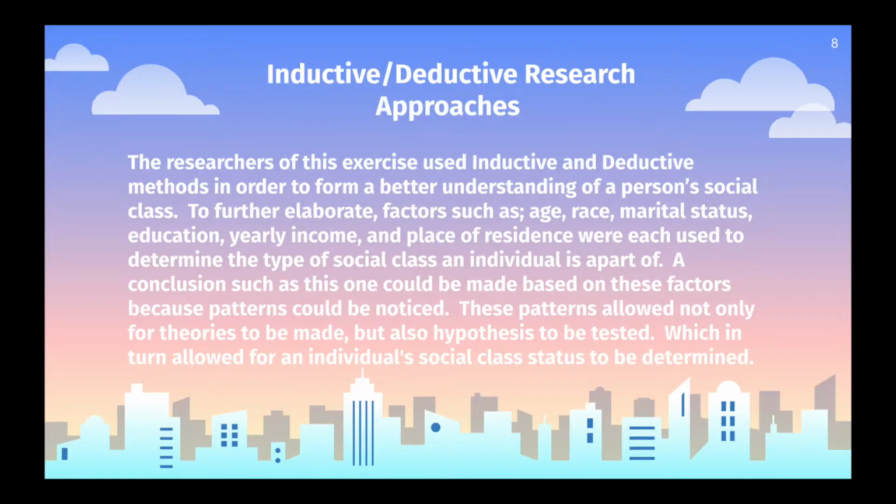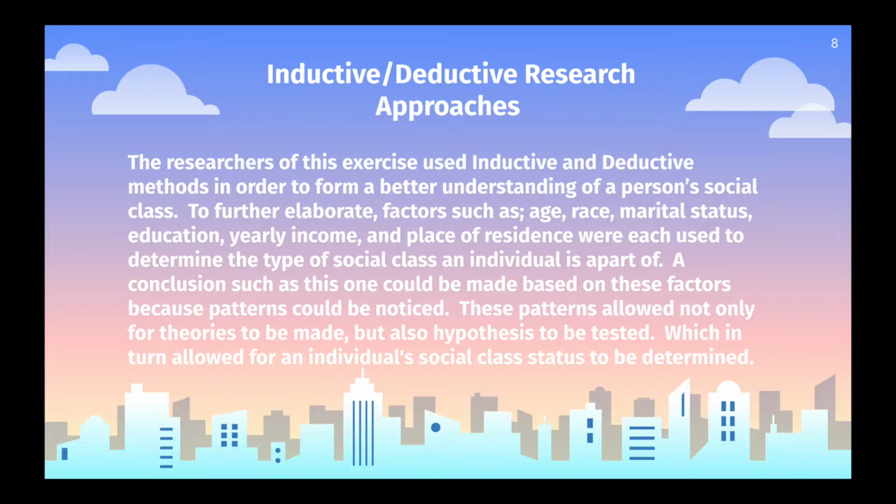Inductive and deductive research approaches. The researchers of this exercise use inductive and deductive methods in order to form a better understanding of a person's social class. To further elaborate, factors such as age, race, marital status, education, yearly income, and place of residence were each used to determine the type of social class a person was a part of.